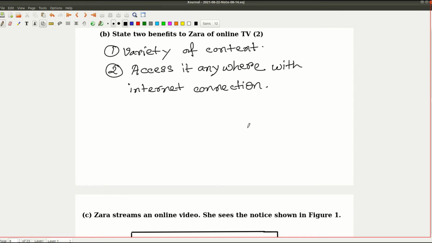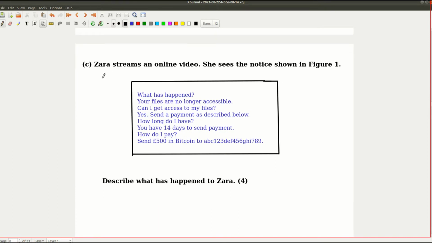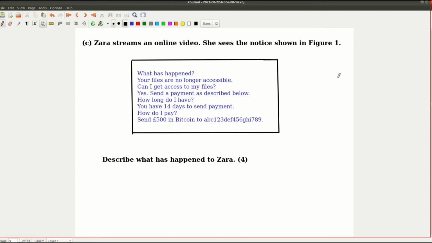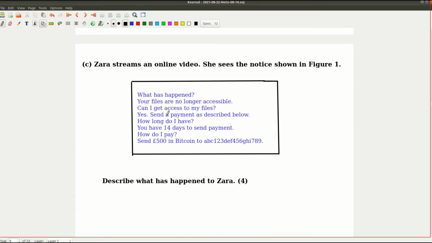Okay. So the next question is: Zara streams an online video. She sees the notice shown in figure 1. So what happened? Zara opened her online TV and then she sees this type of message coming. What's the message actually? Your files are no longer accessible. That means you can't access your files. Then, can I get access to my files? It's a question. How can you get access to your files? They are saying: send a payment as described below. They will provide their bank address or something, then you have to pay.